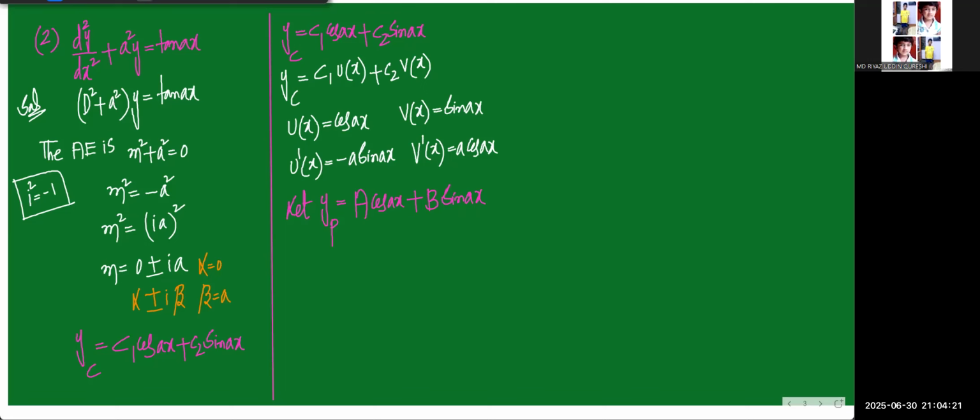Now find out the Wronskian value. Wronskian of u comma v dx. Let me write the formula: u d by dx of v minus v d by dx of u. If you plug in the values, what are we getting?